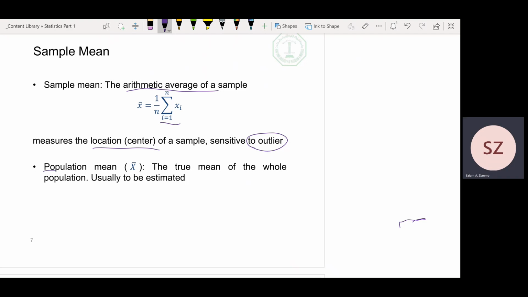The population mean is what we call X bar. This is the expected value of X. You assume that you have access to the PDF, right? You assume that you know everything about the population. Now this is the true mean of the whole population, which in general you don't have access to. We're talking about things related to an entire country. Usually you don't have access to it. What you can do is to estimate it. Now how to estimate it?